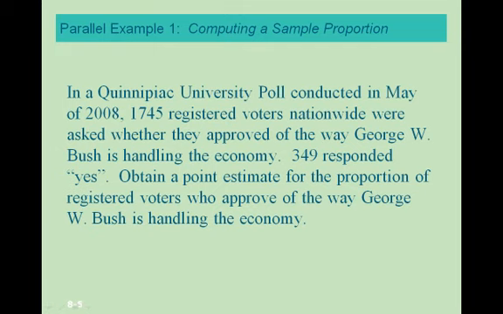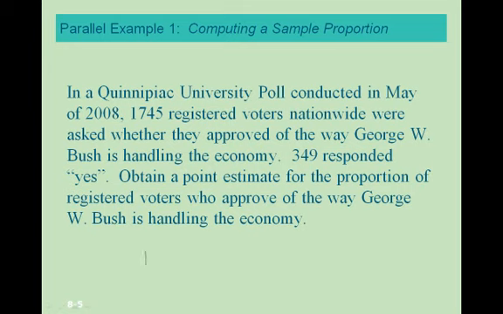Let's look at this example, computing a sample proportion. In a university poll conducted in May of 2008, 1,745 registered voters nationwide were asked whether they approved of the way George W. Bush is handling the economy. 349 responded yes. Obtain a point estimate for the proportion of registered voters who approve of the way George W. Bush is handling the economy.